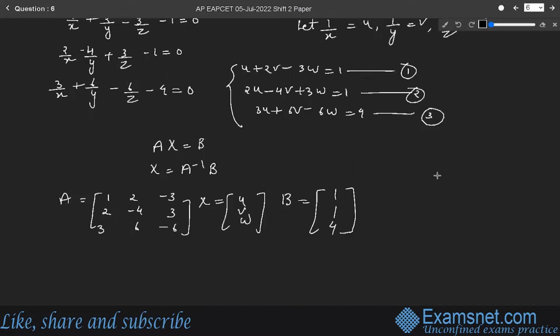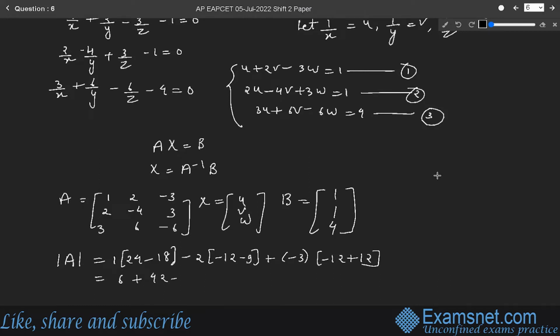I hope it is clear to you how we have formed the matrix. The equations are given, we just have to put the values here. So matrix A is [1, 2, -3; 2, -4, 3; 3, 6, -6]. Let us calculate the modulus of A. It will be 1 into (24 minus 18) minus 2 into (-12 minus 9) plus (-3) into (-12 plus 12), which will be equal to 6 plus 42 minus 72, which is equal to minus 24.